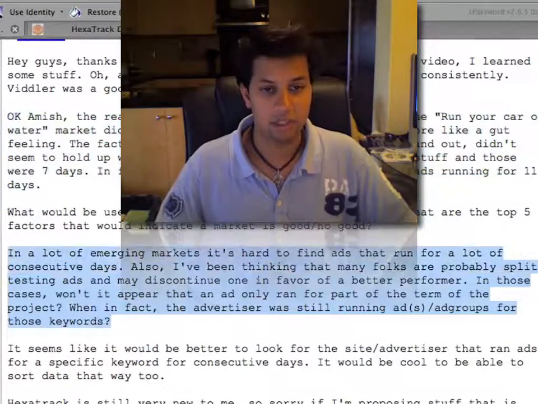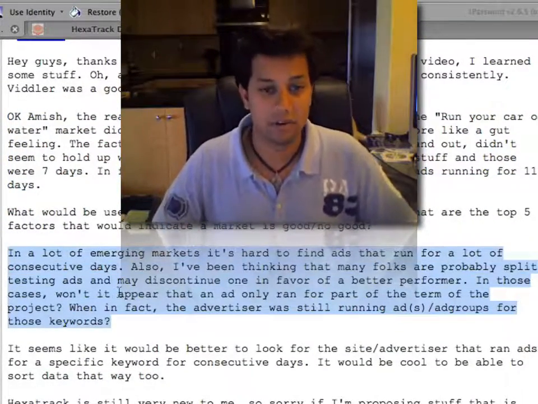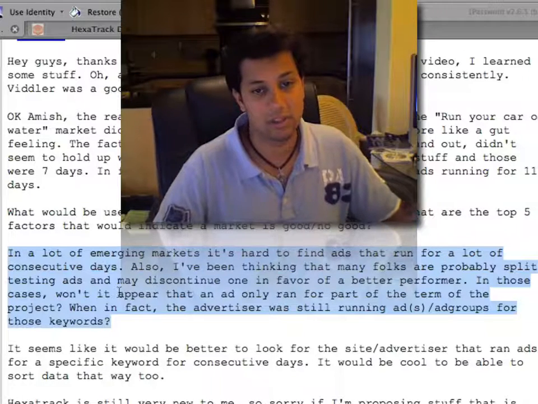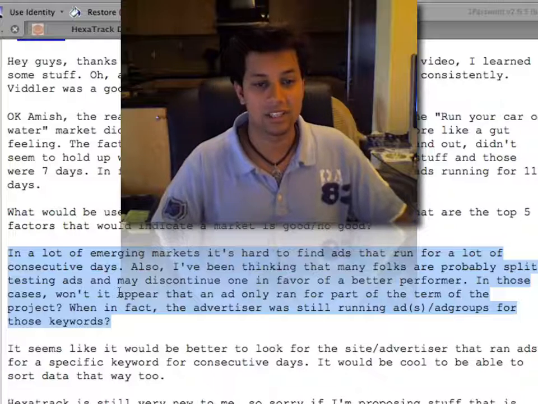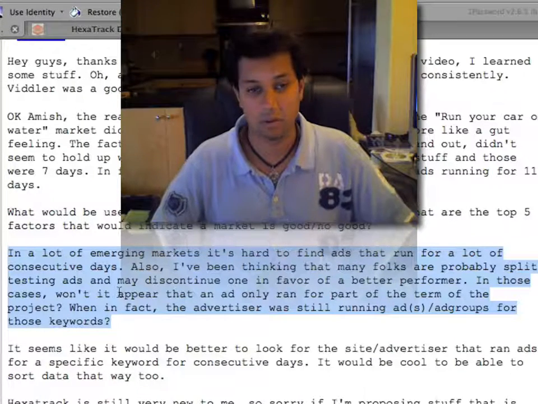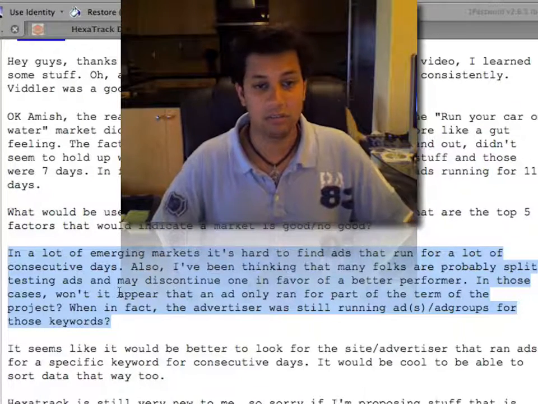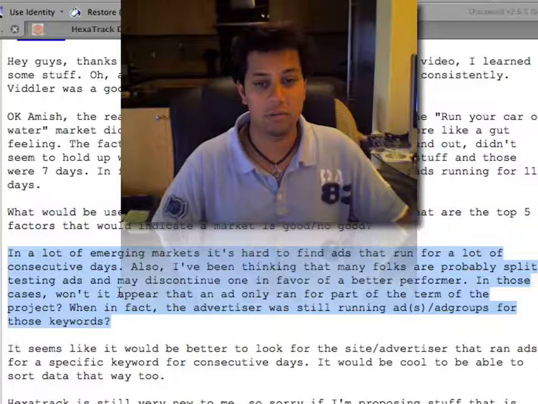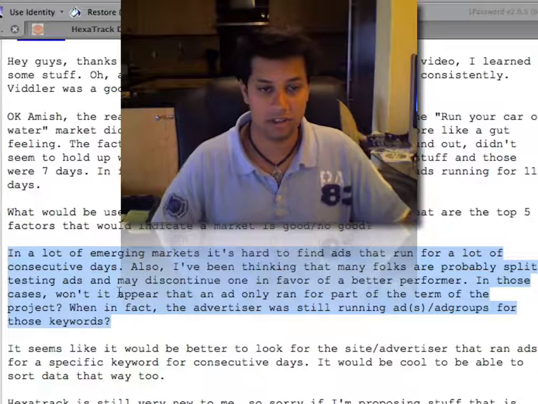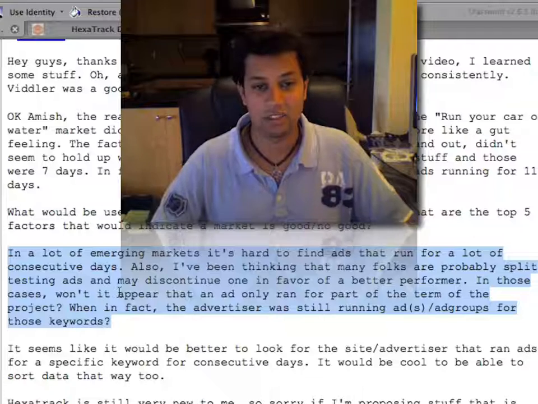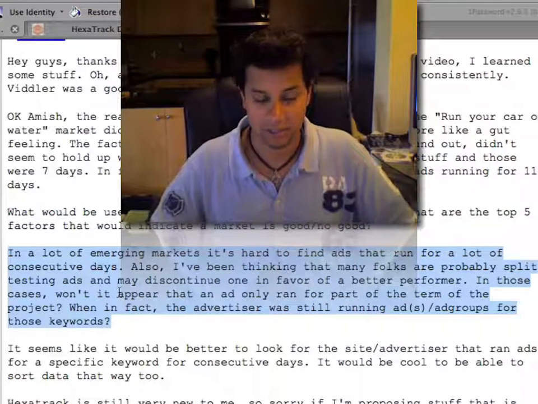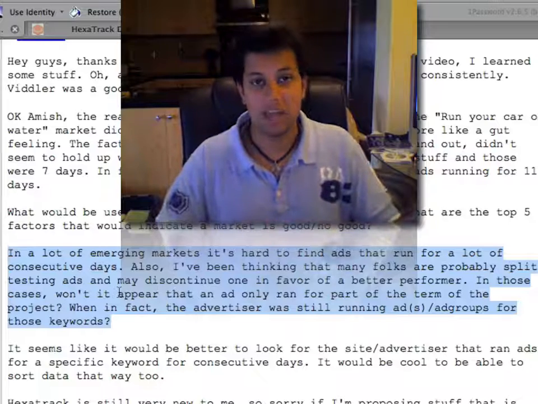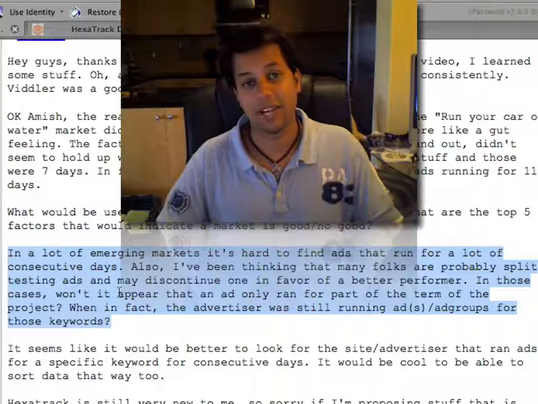In a lot of emerging markets, it's hard to find ads that run for a lot of consecutive days. Also, I've been thinking that many folks are probably split testing ads and may discontinue one in favor of a better performer. In those cases, wouldn't it appear that an ad only ran for part of the term of the project, when in fact the advertiser was still running ads or ad groups for those keywords? Well, let me tell you something. HexaTrack keeps track of every single ad that advertiser runs.